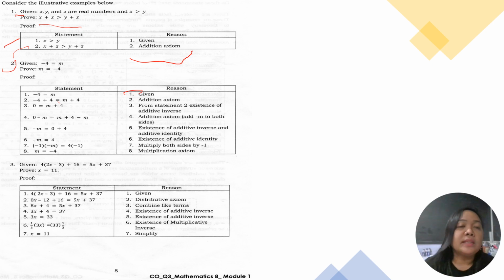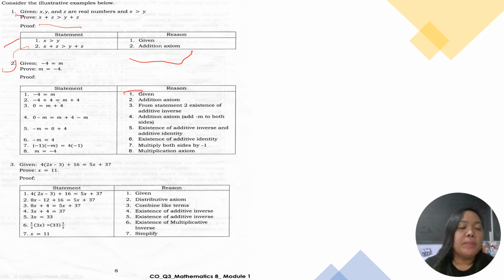Then we have to make statement number 2. What shall we do with statement number 2 given that we have statement number 1 here? By addition axiom, then we can add to both sides of this equation. So what shall we add to both sides of this equation? We will apply addition axiom. Yes, we need to add plus 4 to both sides of the equation.